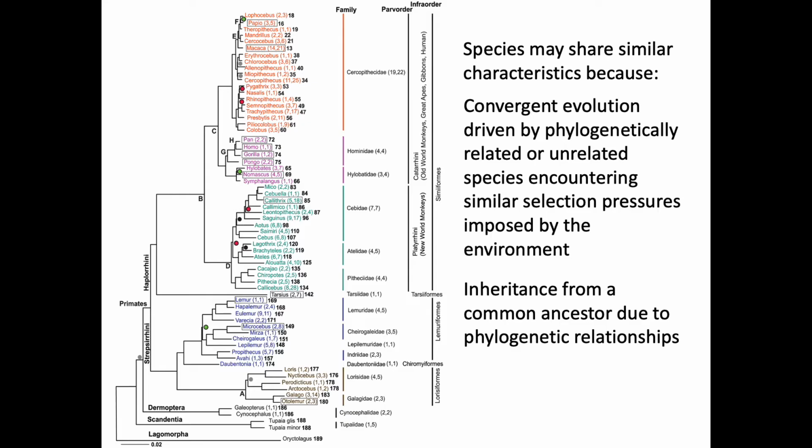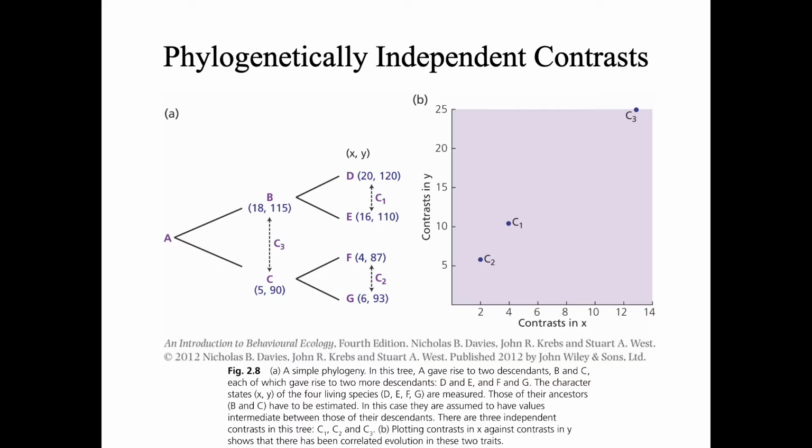But we can remove those kinds of things by seeing how trait 1 changes relative to how trait 2 changes across the phylogeny. And so that's what this is attempting to do. So that when we do then see this correlation in the contrast, we can now say more definitively that these two things are correlated, and they're correlated independent of phylogeny.